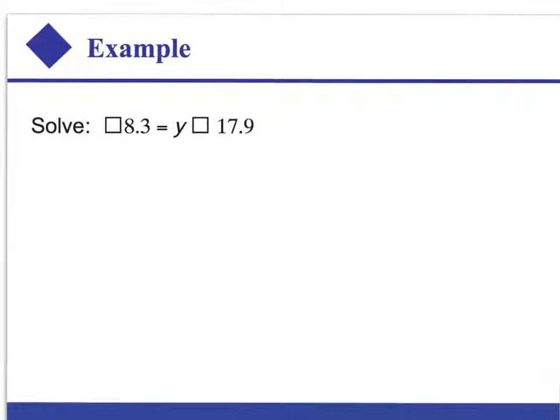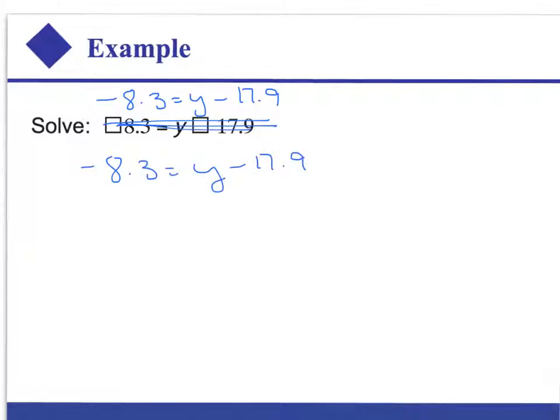Alright, let's look at this one. Again, there's a conversion error. So this really says negative 8.3 equals y minus 17.9. That's the original equation. It's written with the variable on the other side, and you guys aren't used to looking at it that way, but we're going to keep it there. I want you to get used to seeing it. We need to get the variable by itself. 17.9 is being subtracted from it, so we need to add 17.9 to both sides.